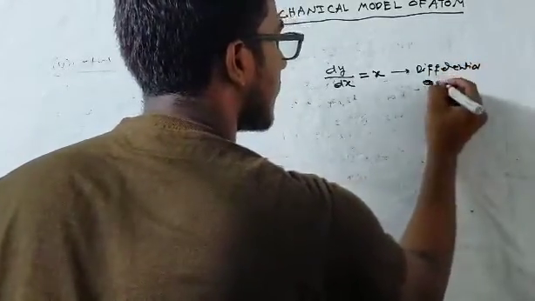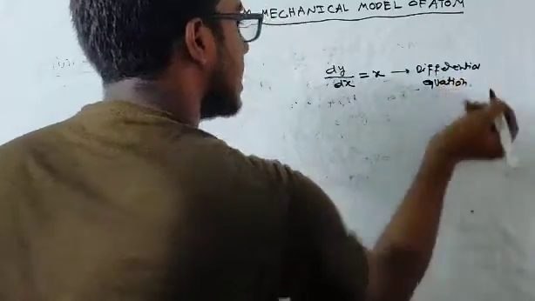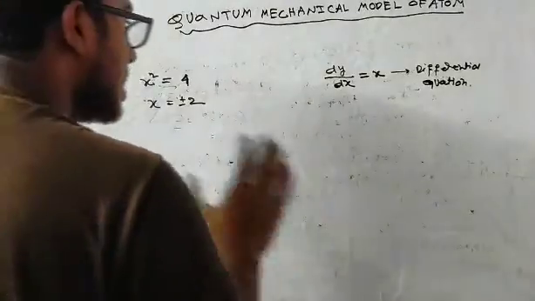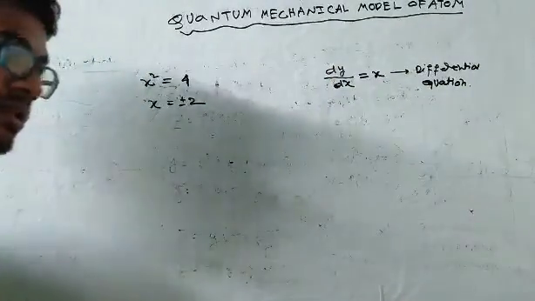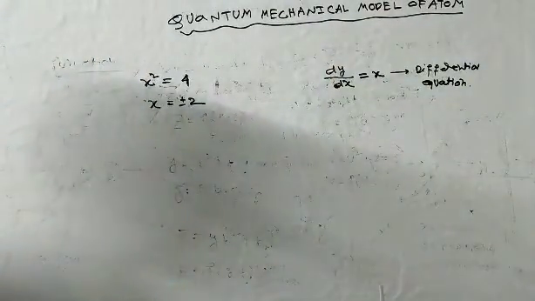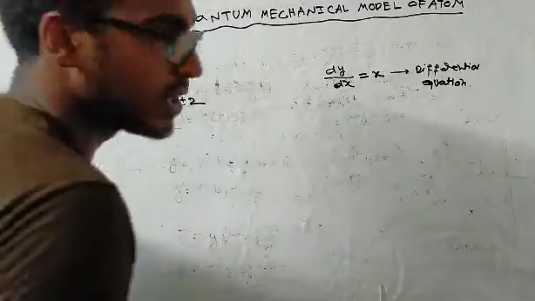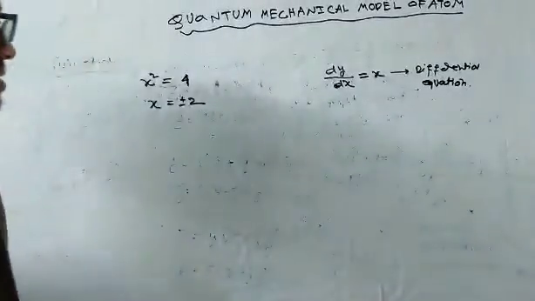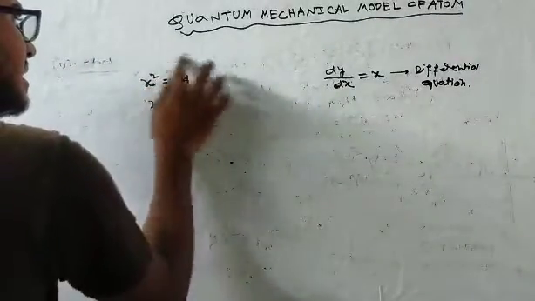Differential equation. So that's why this type of equation is called a differential equation. If any equation contains some differential form like dy dx, some calculus term, then this equation is called a differential equation.